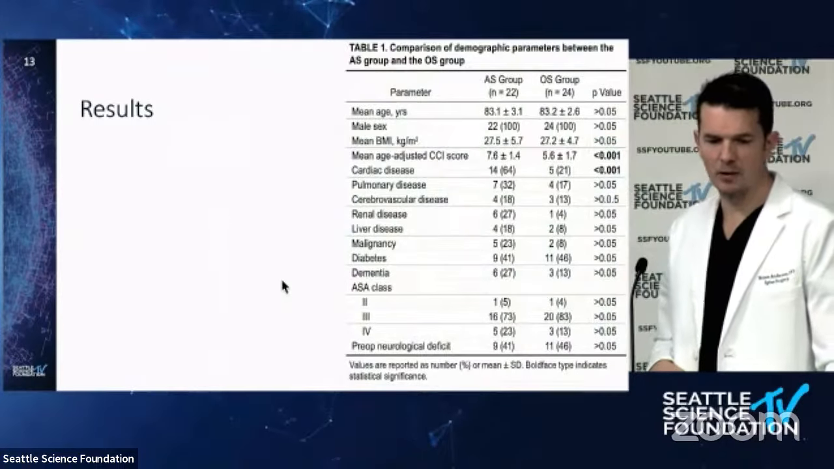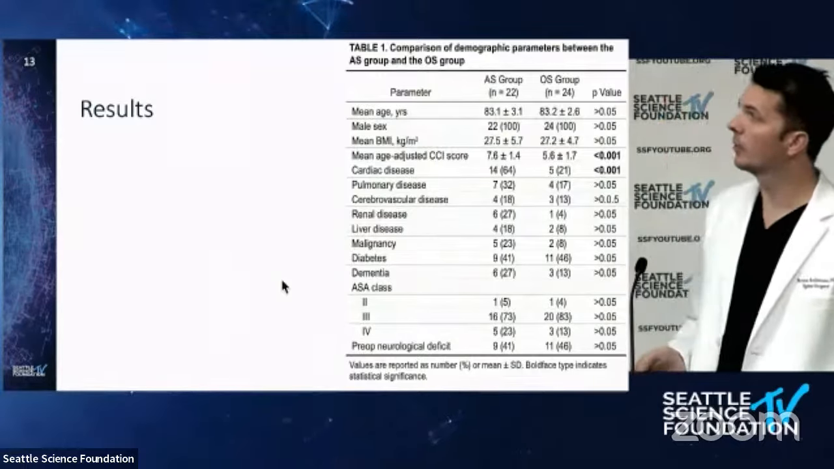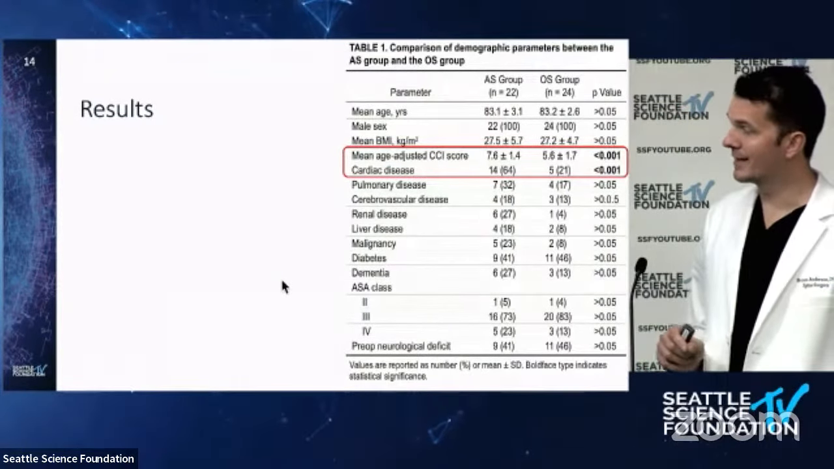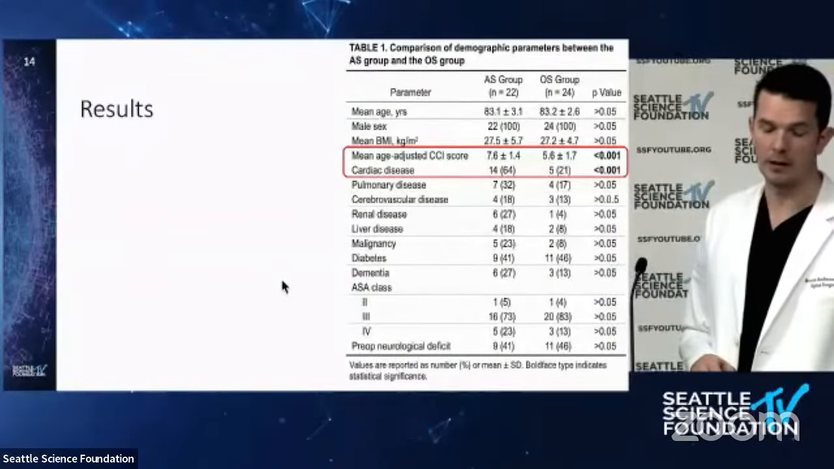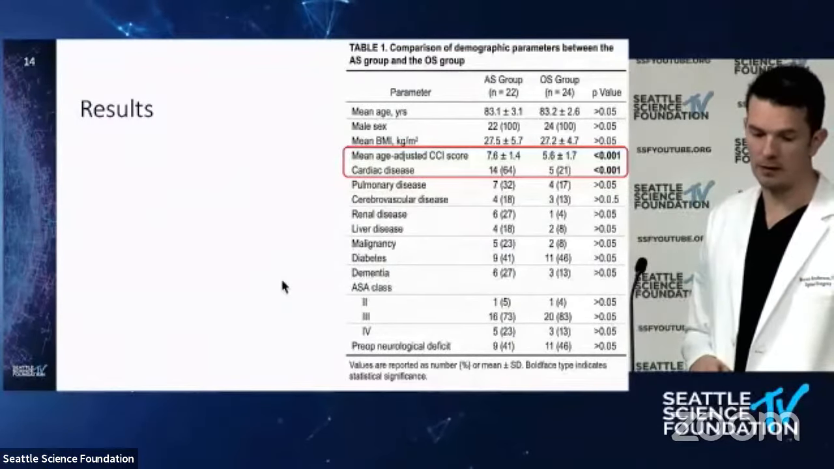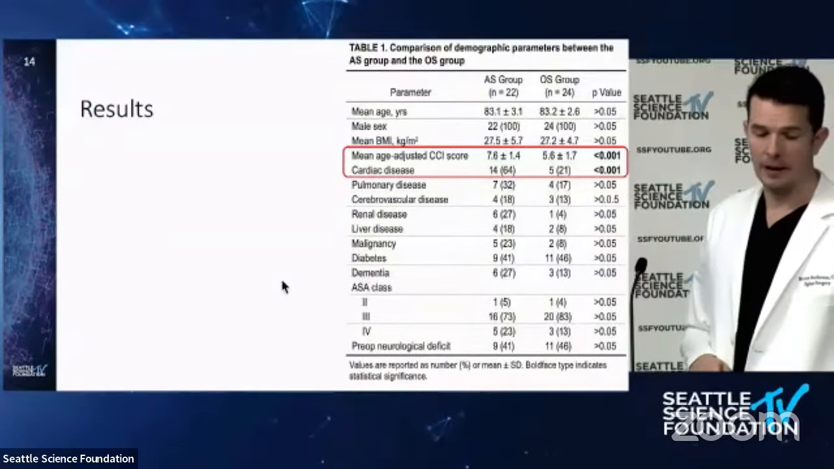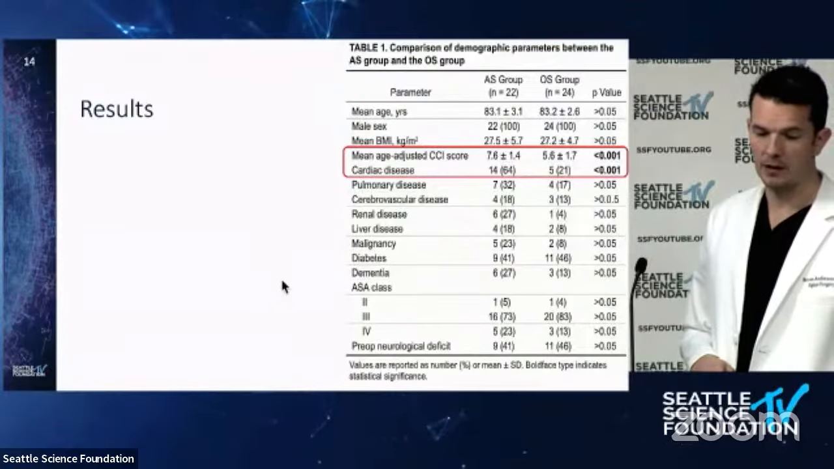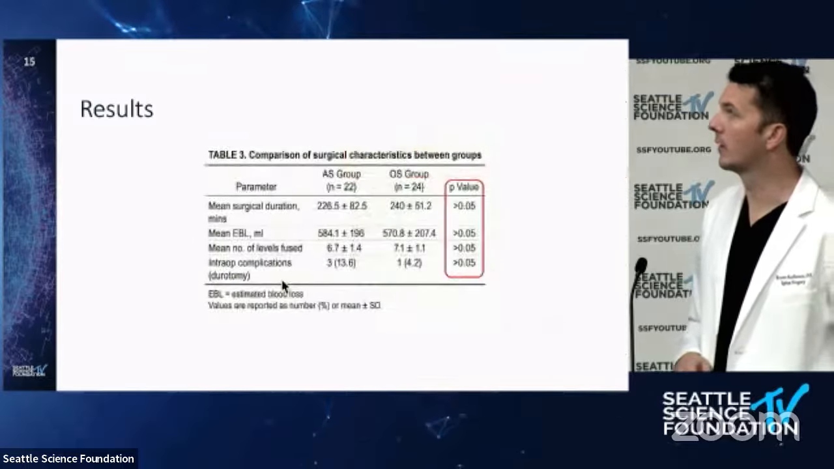So this is a table that looks at the demographic parameters between the AS group and the OS group. And you can see the only thing that's statistically different is the age-adjusted Charlson Comorbidity Index, or the CCI score. You can see it's significantly higher for the AS group. So these patients in general are sicker. And the most prevalent comorbidity was cardiac disease. That was the only preoperative comorbidity that was statistically significant.